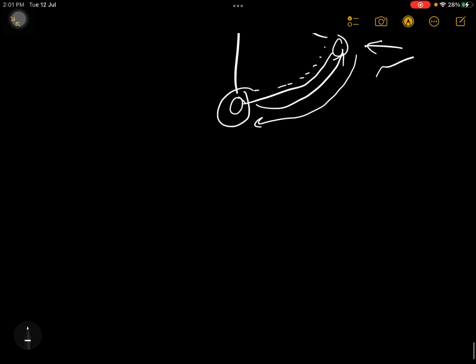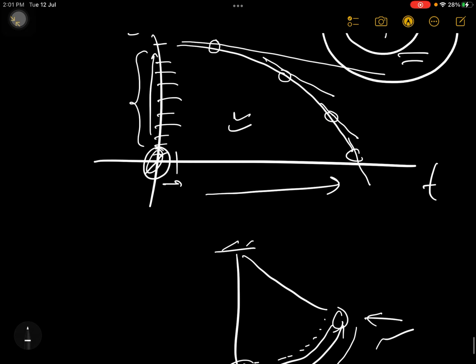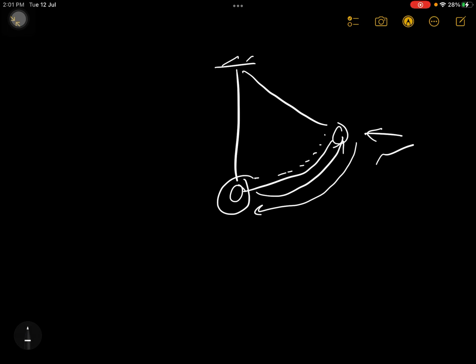Suppose these kinds of options you can give. I mean, these kinds of physical situations you can get when you drop a ball from a certain height. Suppose this is the earth surface, and at this height you have a ball. So you throw the ball.